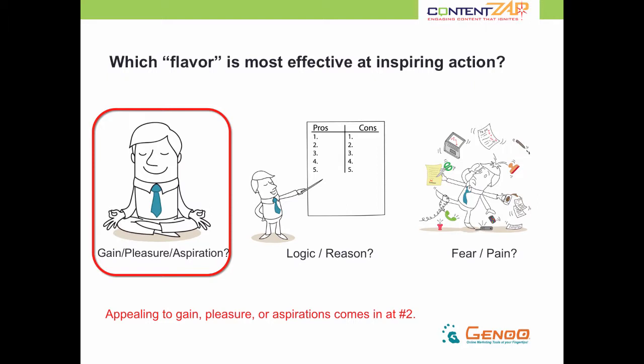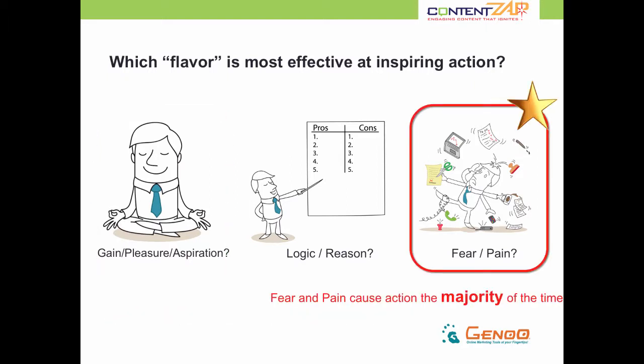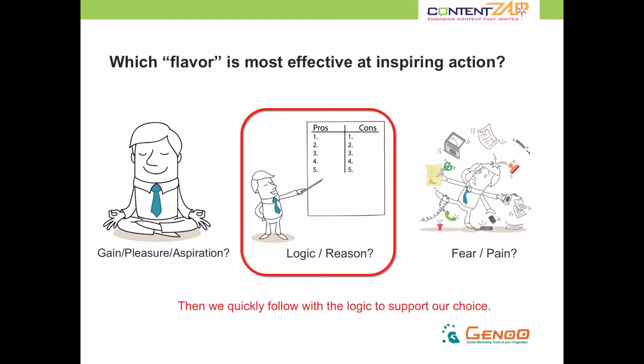Now, here we go. Fear and pain causes the action the majority of the time. Studies show that fear and pain causes action the majority of the time. And then we quickly follow with the logic to support our choice. So think about buying a car. You find a car you really like, and as soon as you decide what you really like, you start getting attracted to a car. You see it everywhere on the road, don't you?